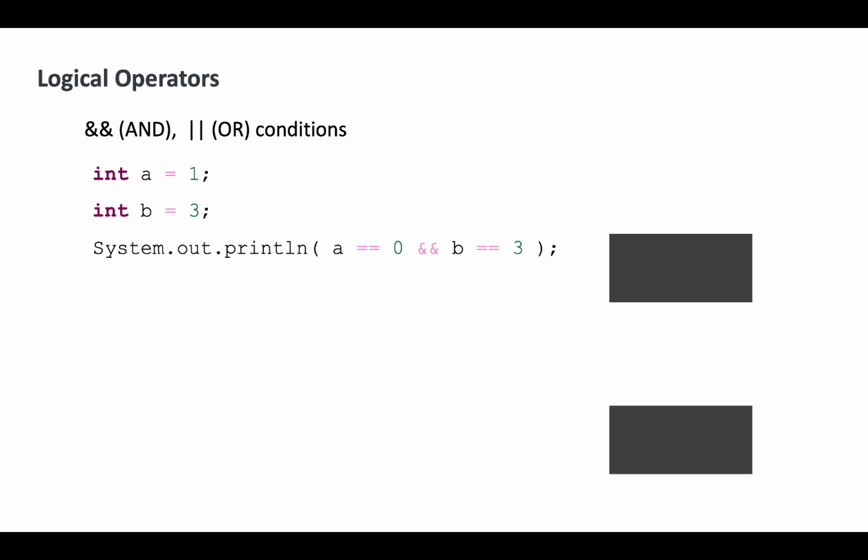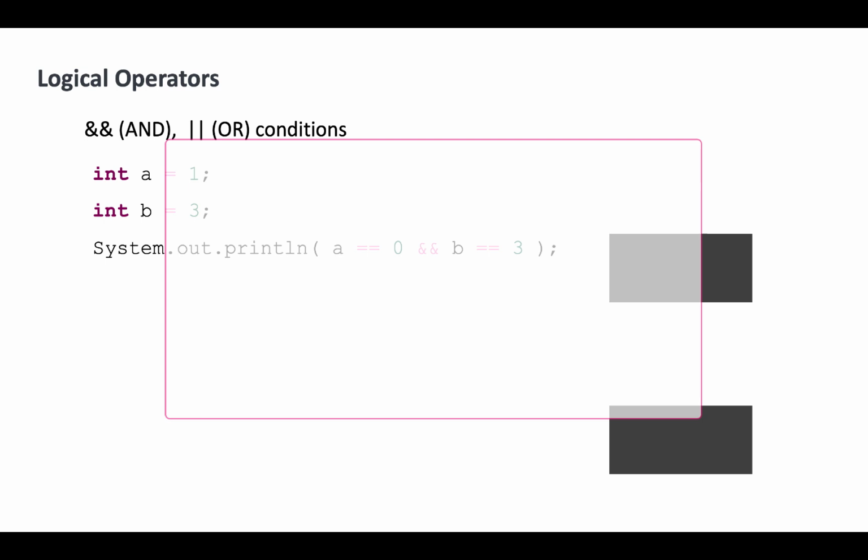Next, logical operators. Logical operators let you create more complex conditions with relational operators. Both sides of the AND operator must be true for the expression to return true. For the OR operator, just one side has to be true for the whole expression to be true.